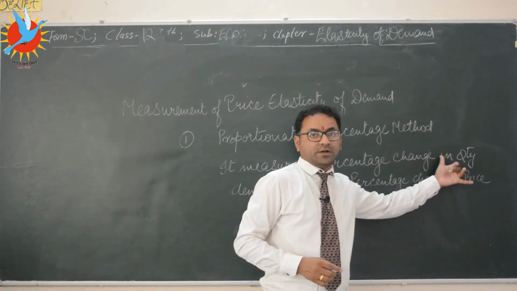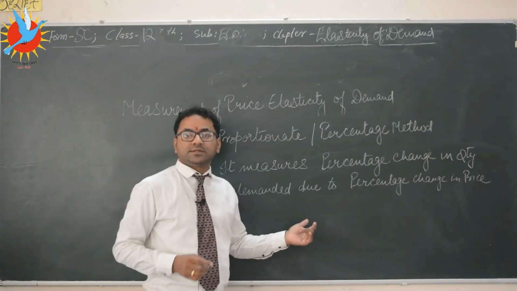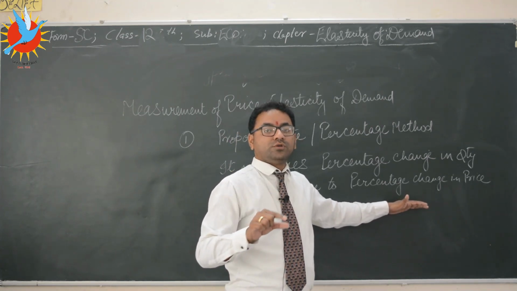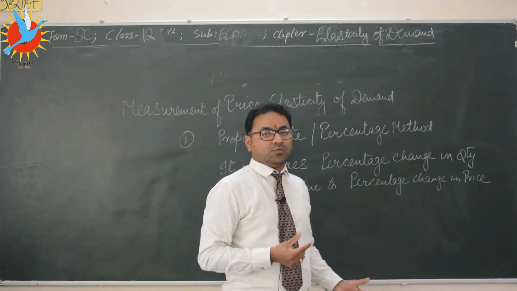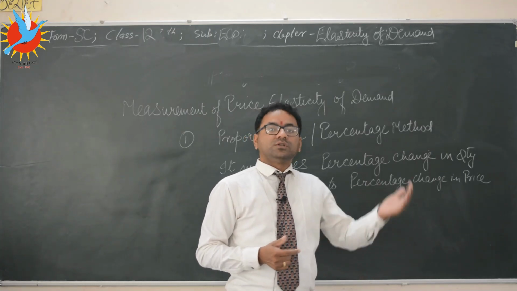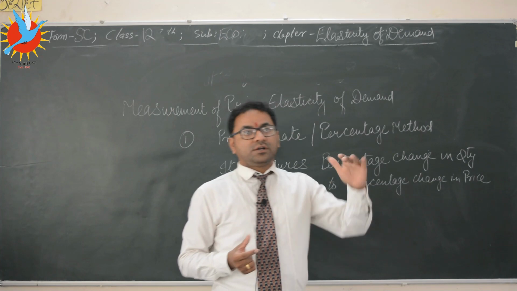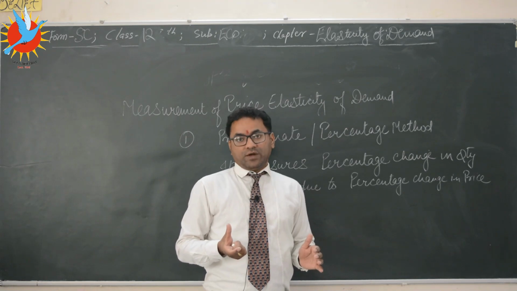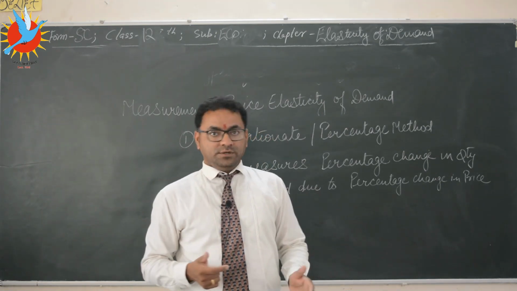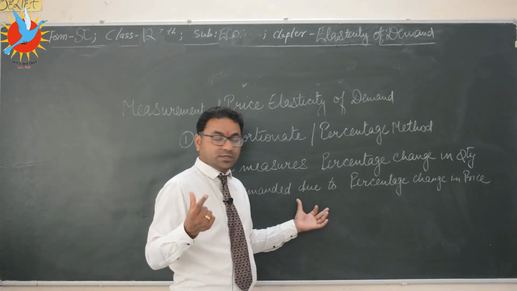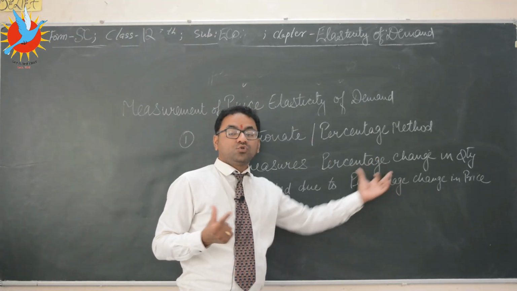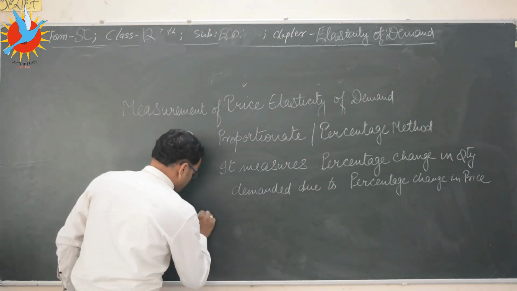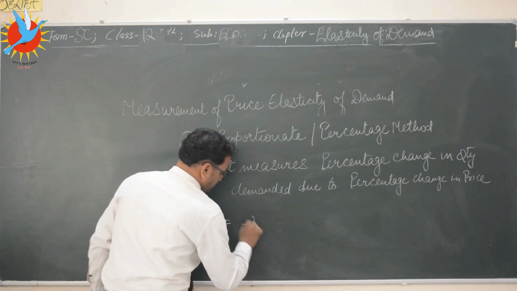Price and quantity demanded. We know that price increases, quantity demanded decreases, and price decreases, quantity demanded increases. But when price changes by 1 unit, quantity demanded will differ according to commodity. Like necessities will not have more change in demand. Like salt. If price of salt doubles, then also we will consume the same quantity of salt. But if price of gold decreases by 500 rupees, its demand varies in a significant manner. So how much is the change in quantity demanded due to a percentage change in price? That is measured by the percentage or proportionate method. So its formula is, this is called elasticity of demand.